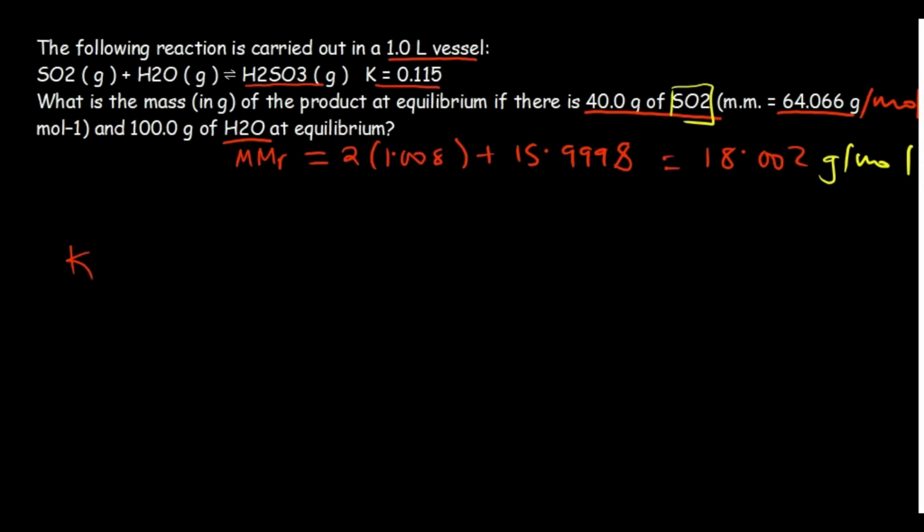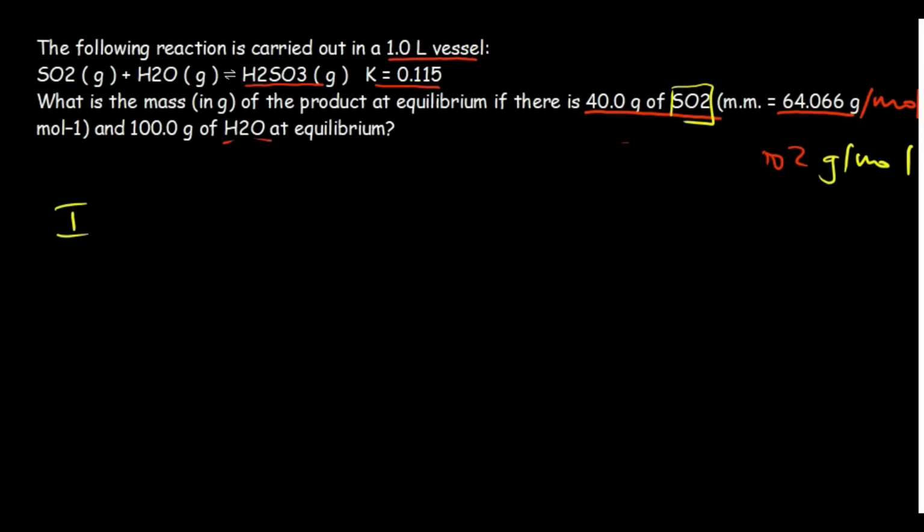So if we are to find the mass of a product, we need first of all to find its what? We need first of all to find its concentration. We're able to do that, right? So come up with the ICE table. Now don't forget the equation. The equation has been given there for us. So SO2 plus water giving us that product, H2SO3.